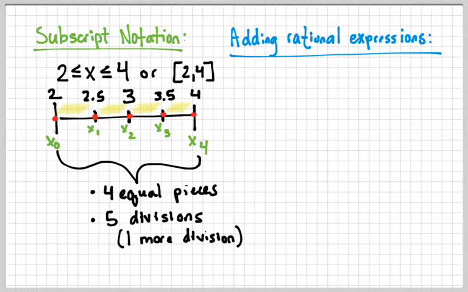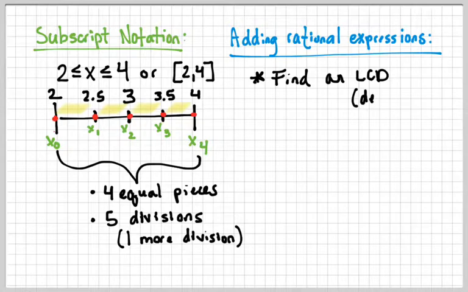And the key to this is you have to find a common denominator or an LCD. Find an LCD. So we can write denominator below that just to define it. So we'll look at an example here. I know this seems completely unrelated to subscript notation. That's fine. It is. There's no real relationship, but it will become important later. So we'll look at an example.